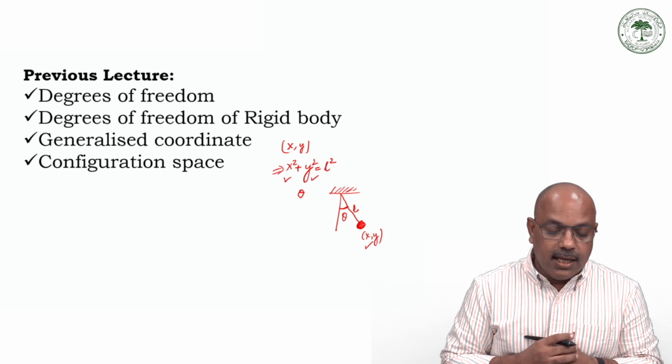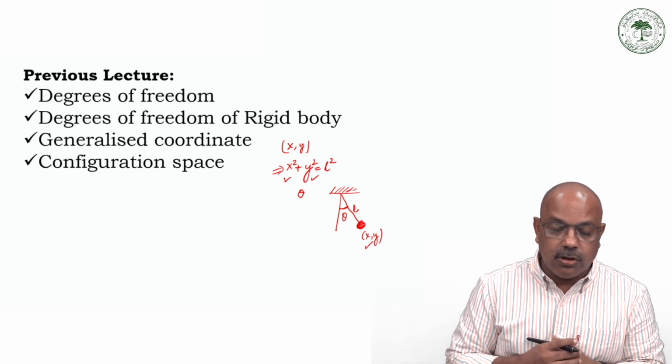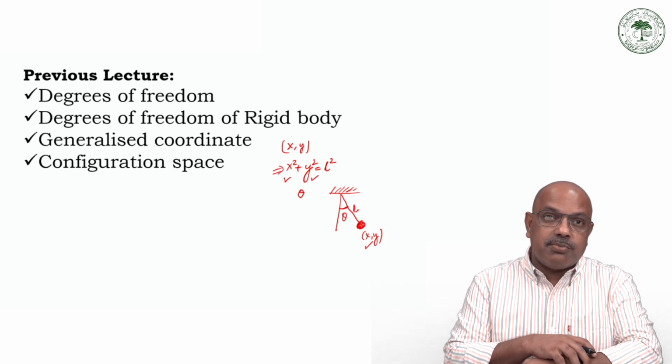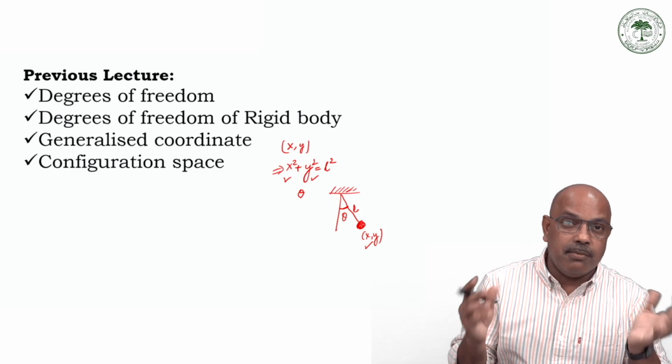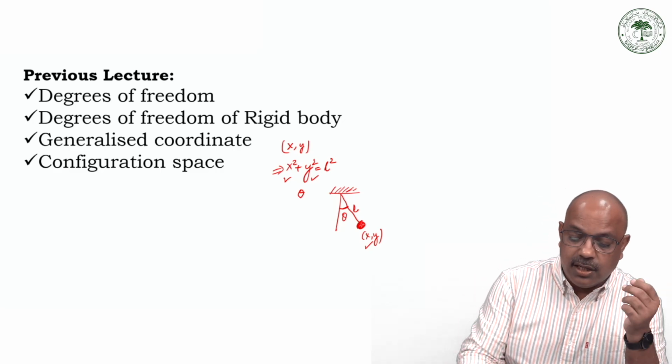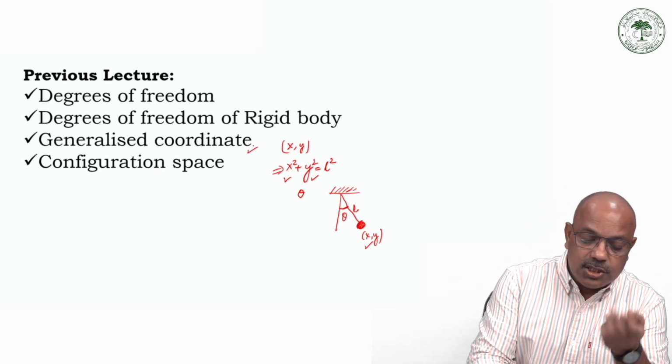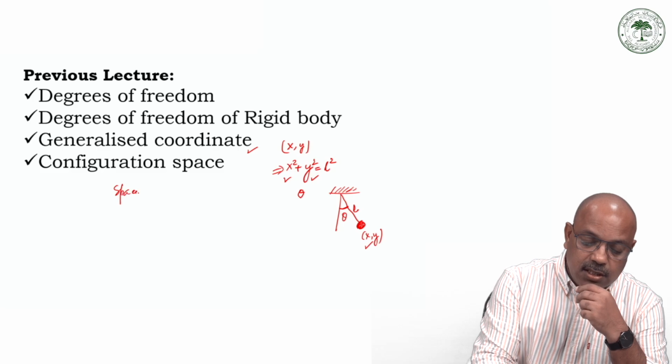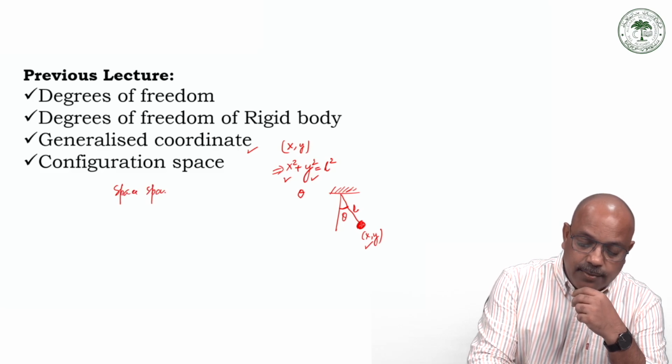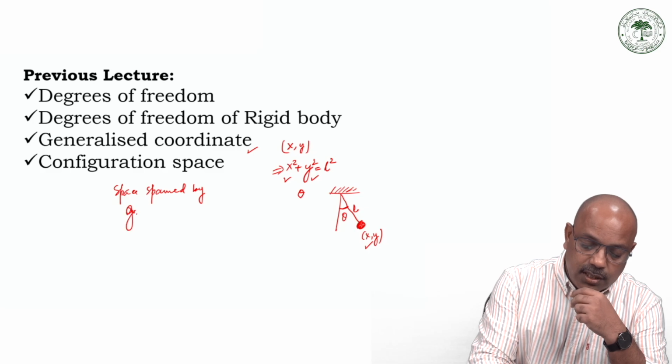Then we discussed the configuration space. That space is basically spanned by these generalized coordinates. So the configuration space is basically the space spanned by the generalized coordinates.